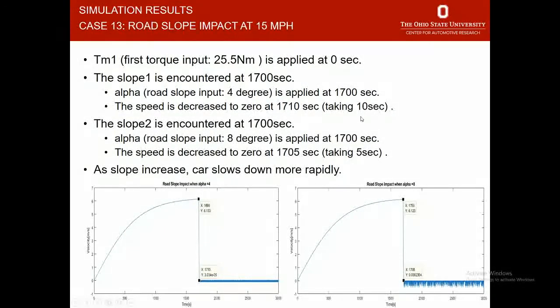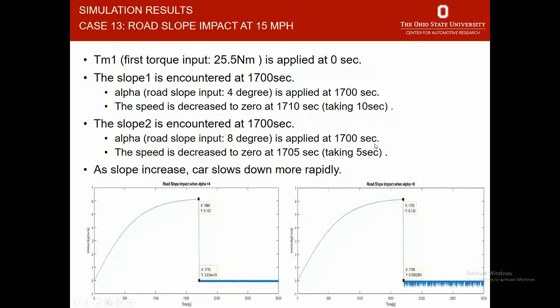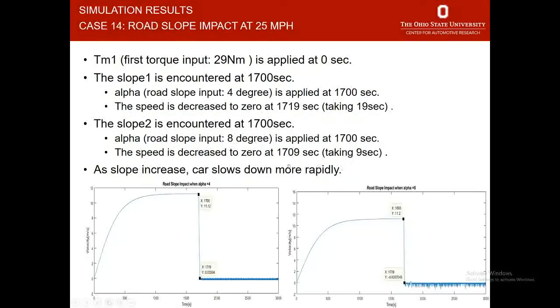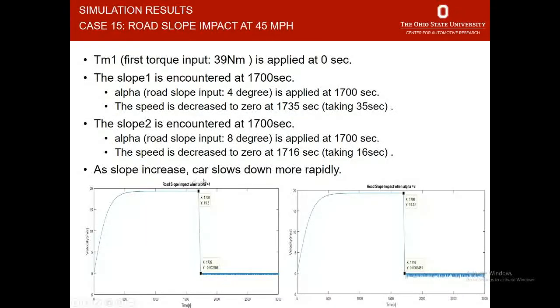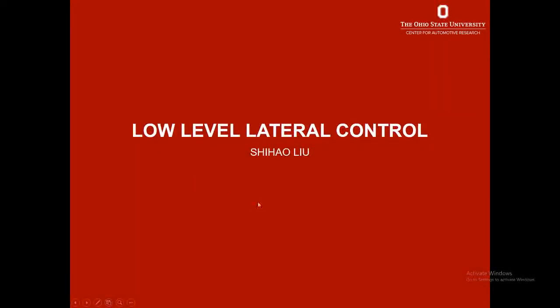The road slope has a big impact on the speed of the car. As the slope increases, the car slows down more rapidly, and finally it will stop.